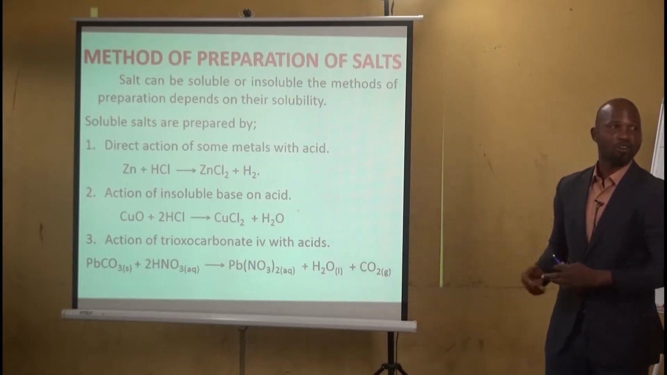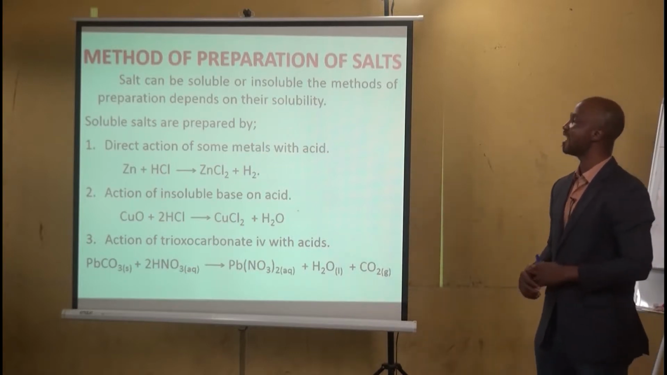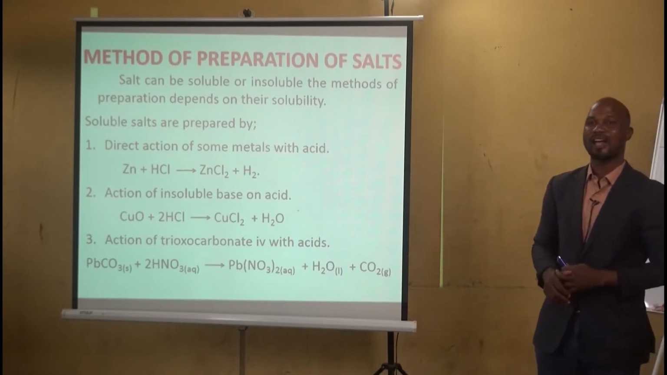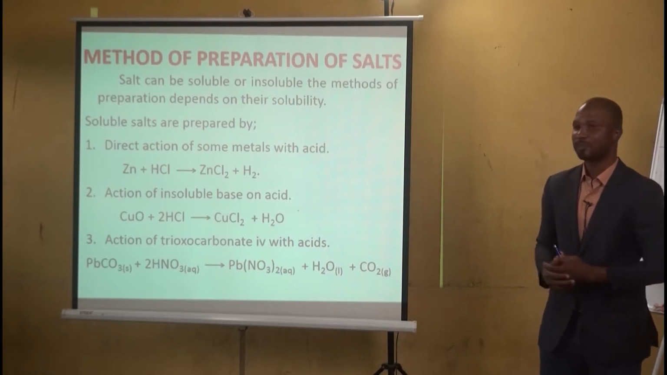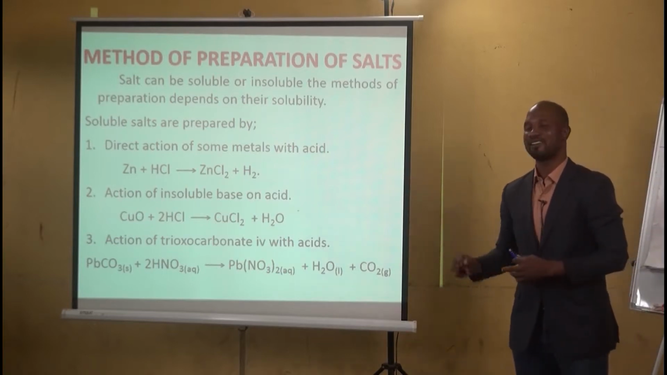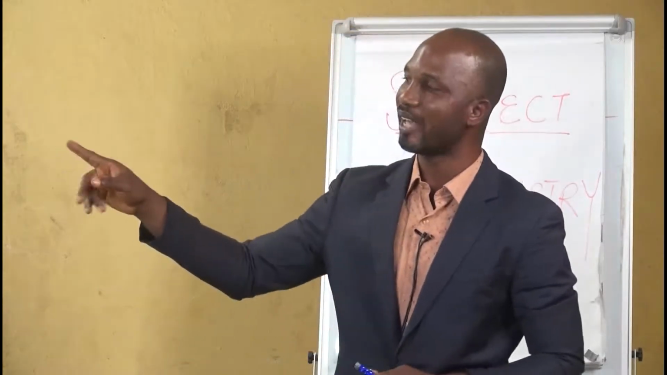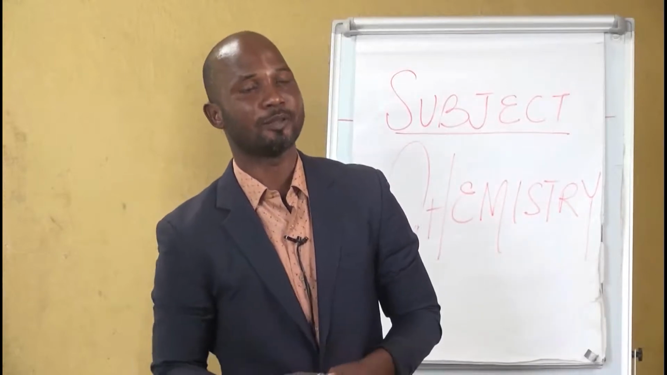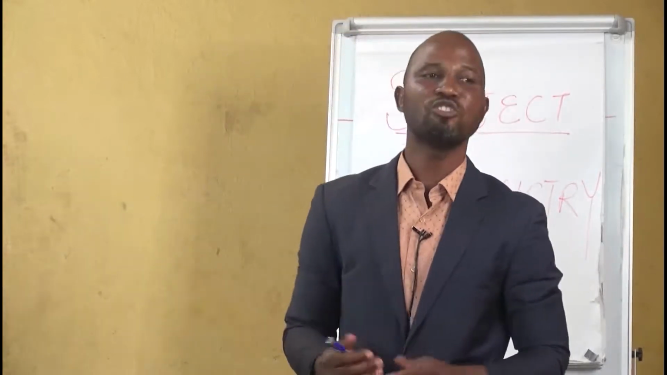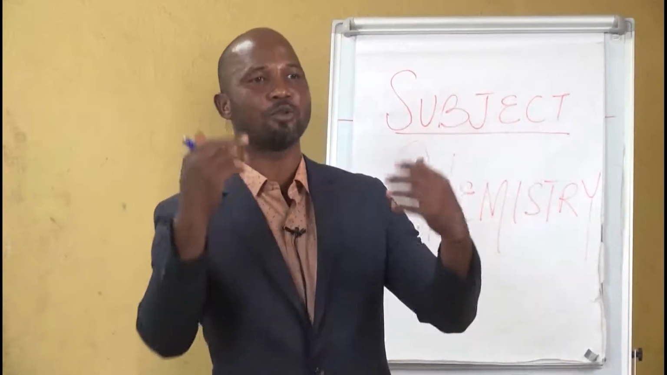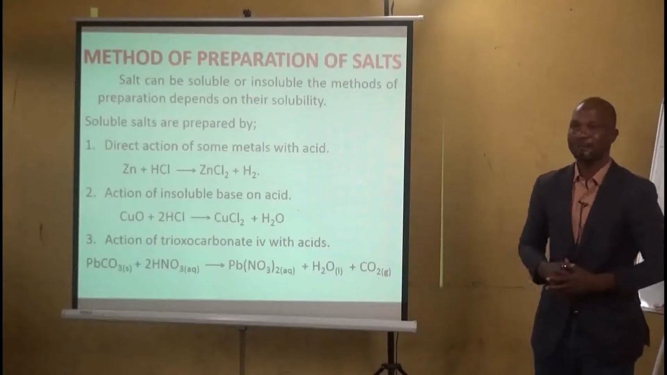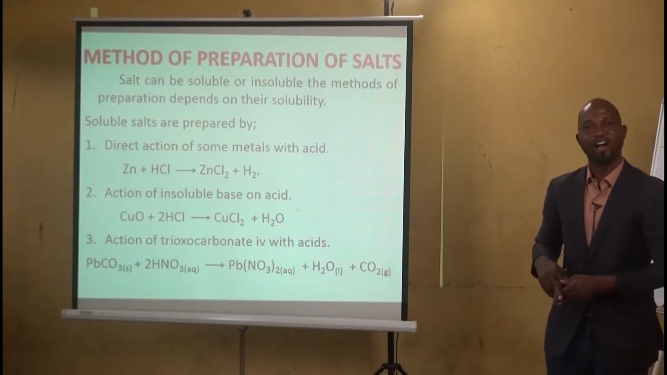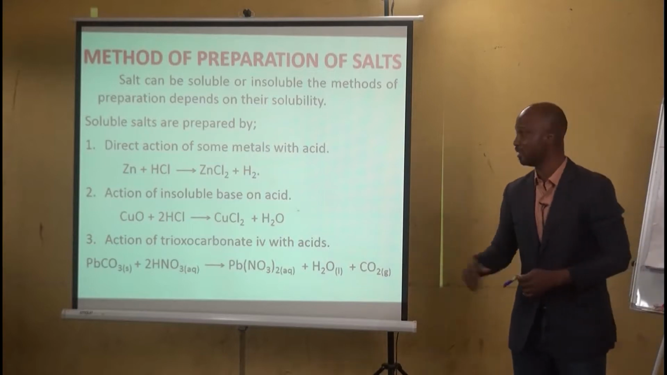Now, one of the methods of preparation of your salt is by direct action of some metal with acid. Example of such a metal is zinc. When you react zinc with hydrochloric acid, you will get zinc chloride and hydrogen gas will be liberated. And what do we mean by some metals? It means those metals that are above hydrogen on the electrochemical series. Meaning that metals like copper, platinum, mercury, silver, and gold cannot displace hydrogen in a reaction.